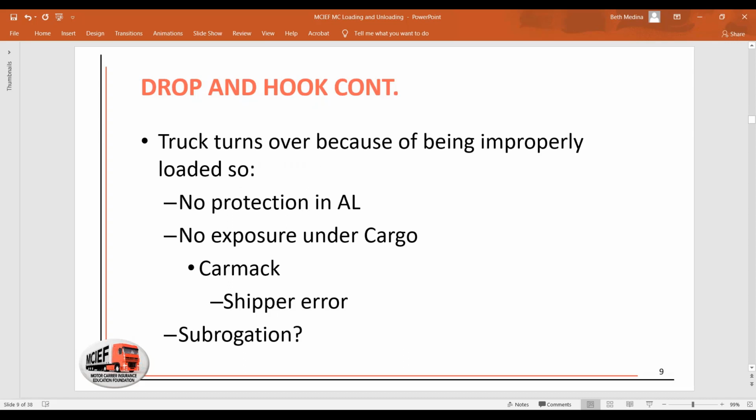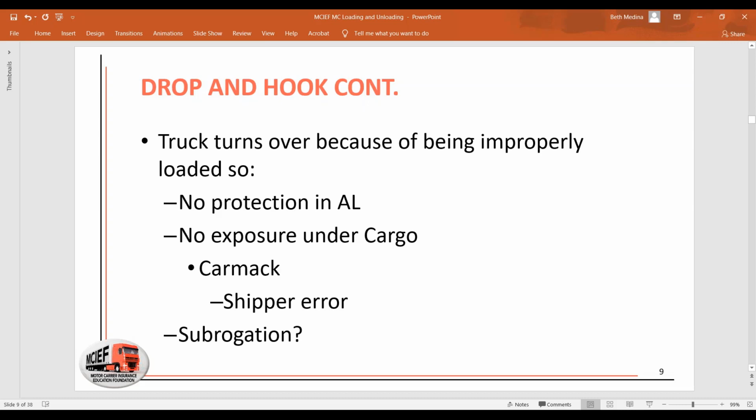However, if the truck turns over because of being improperly loaded, in these cases that's the customer's negligence, not the driver's negligence. So there's no protection for the customer under our liability policy, because the only time the customer qualifies under the who's insured provision of the liability policy is when they're held liable for the actions of the driver. In this case, it's their own negligence.